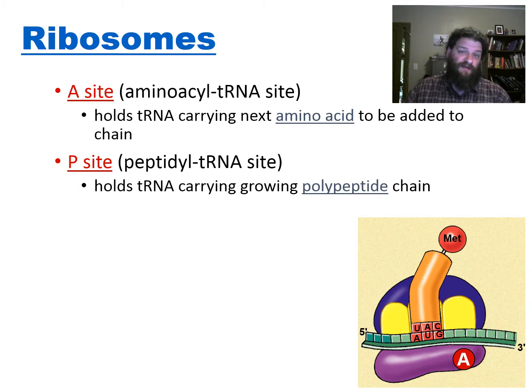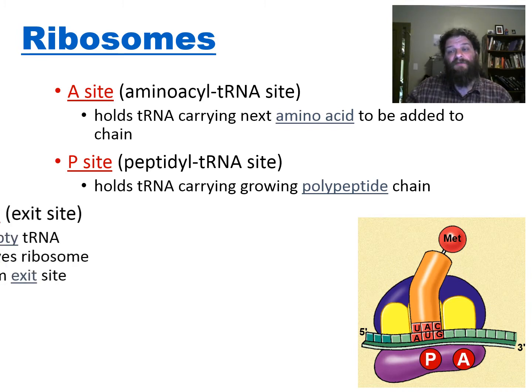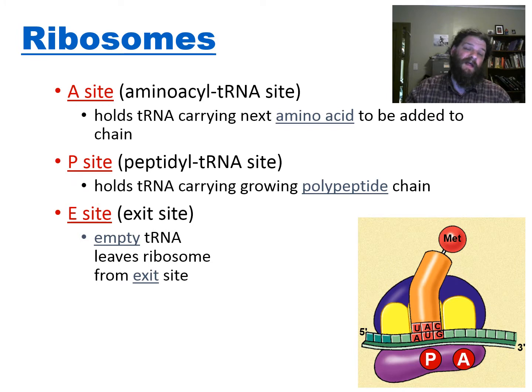The next site is called the P site. This is the one that holds all of the polypeptide chain that's been growing up until that point. The third spot is called the E site. Yes, it spells APE. That is a good way to remember it. And that's the exit site, or the empty site. That's the spot where the transfer RNA actually breaks off from the amino acid and from the codon and can go off and pick up another amino acid.